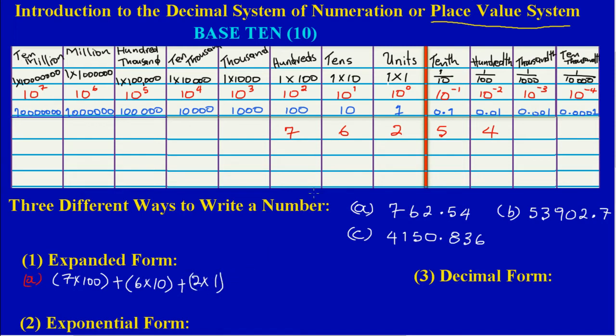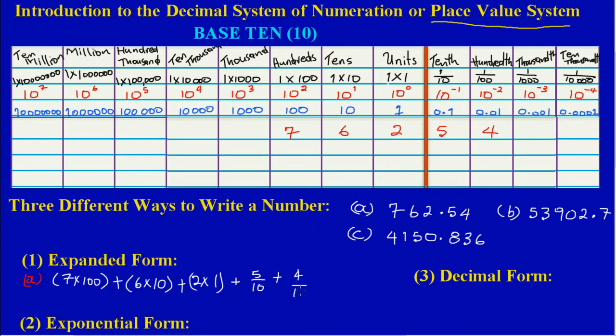Now as I move across my decimal point, I would have a plus, and if you look carefully, you'll see this is 0.5. So the 5 is in the tenths column, so I would replace the 1 with the 5, so I would have a 5 over 10. And that's plus, and the 4 is in the hundredths column, so I would have a 4 over 100.